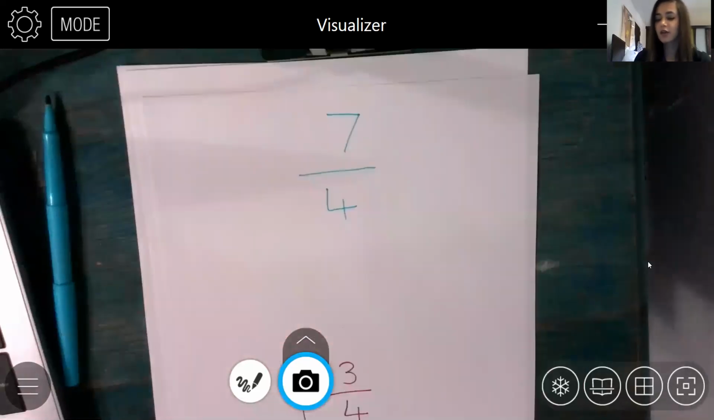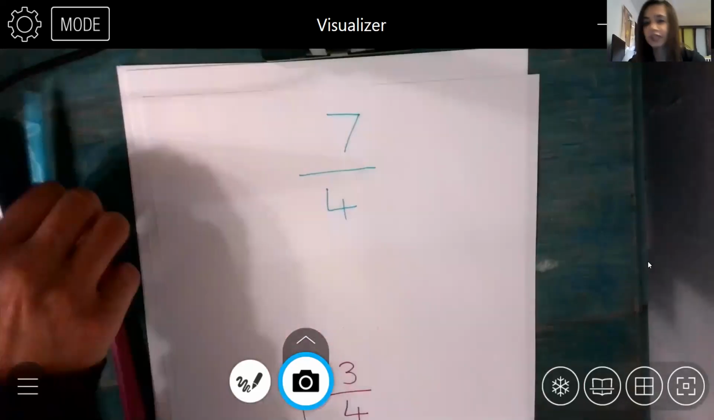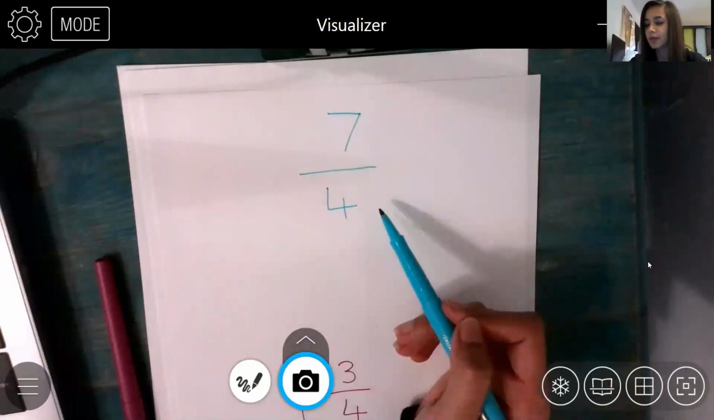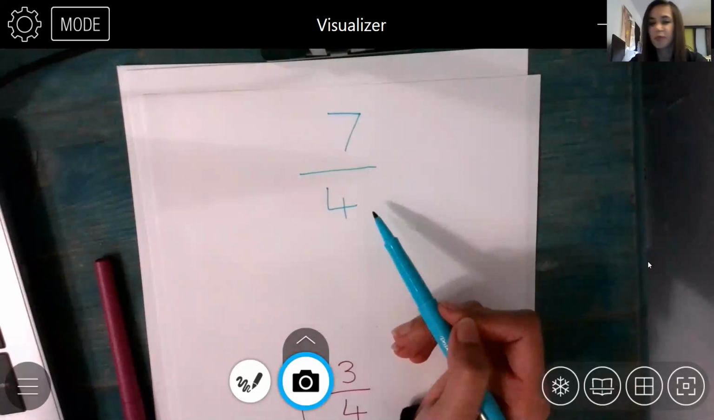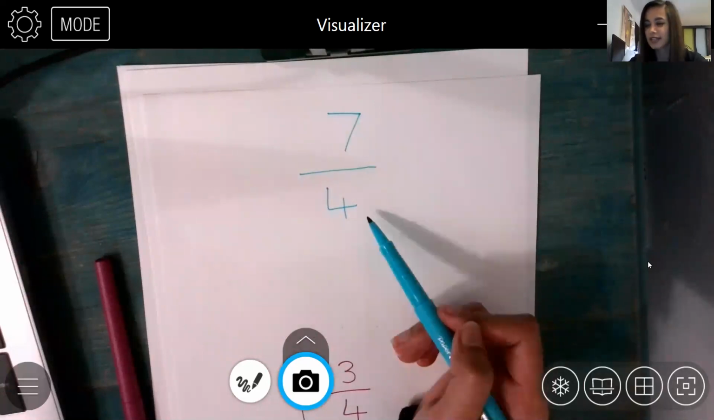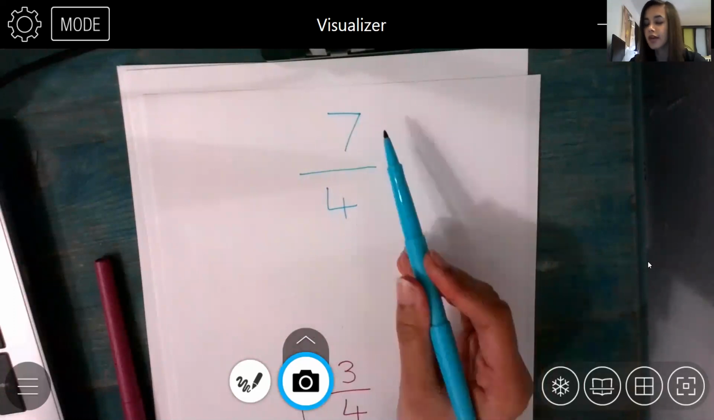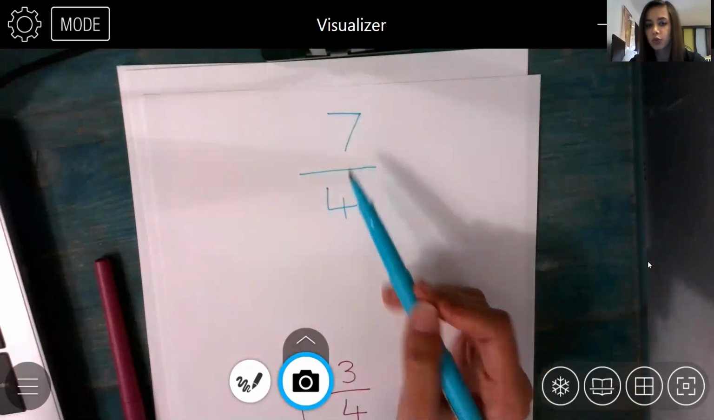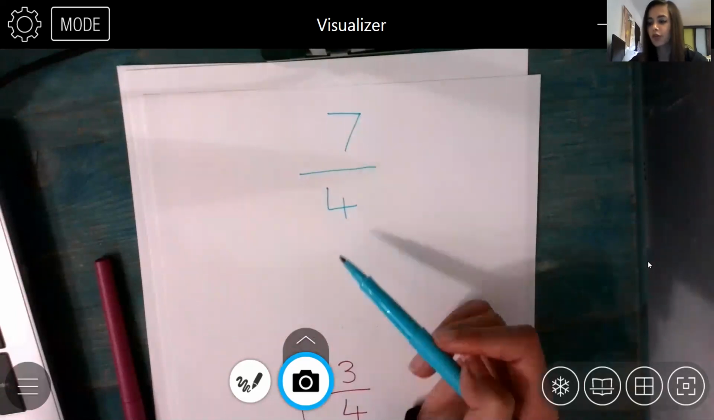Now next, I want us to look at this fraction here. Now this is what we call an improper fraction. Now you might remember from class, it's improper because it doesn't look quite right. We're used to seeing the numerator being a smaller number than the denominator, but that's not the case here. We've got 7/4. Now we're going to have a look at what that looks like.